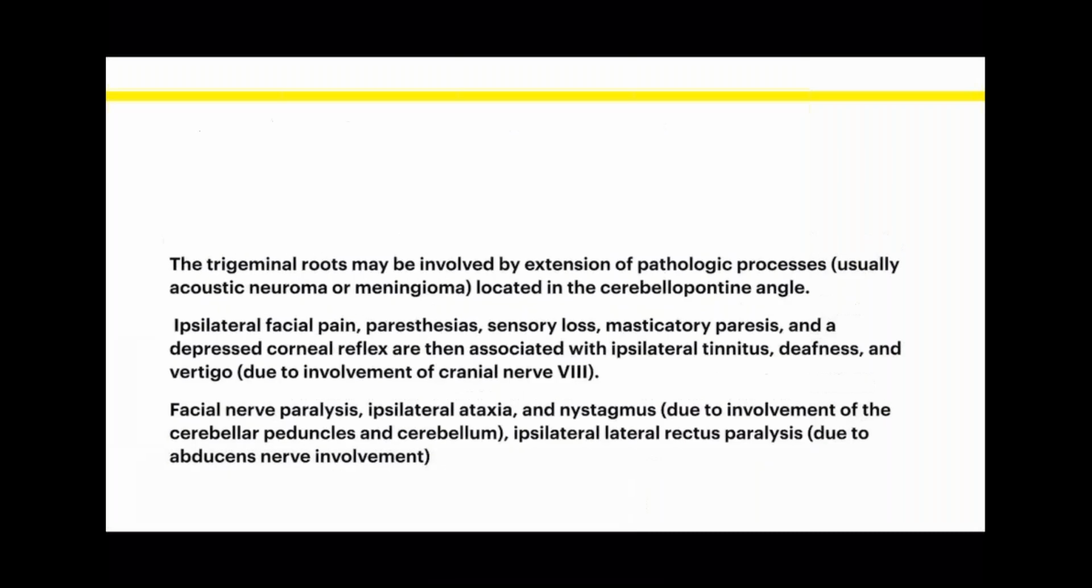The trigeminal roots may be involved by extension of a pathological process, usually meningioma in this area or acoustic neuroma, because it's close to the CP angle. As I mentioned, it usually comes with pain, and depending on whether cranial nerve 7 is involved, it can come with ipsilateral deafness, tinnitus and vertigo, or if the facial nerve is involved, depending on whether the 6th, 7th or 8th is involved.